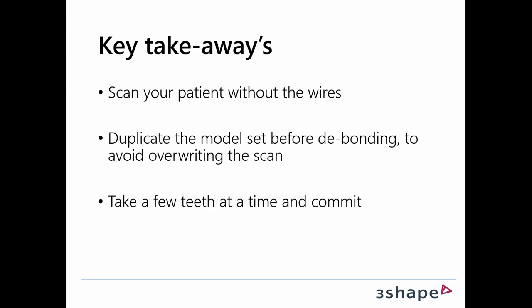Okay, so in conclusion, the key takeaways here are really that you should remember to scan your patient without the wires, as you've just seen. Remember to duplicate the model before debonding to avoid overwriting the scan. And actually, as Reike showed you, just take a few teeth at a time and commit so that you don't undo all of your work in one go.